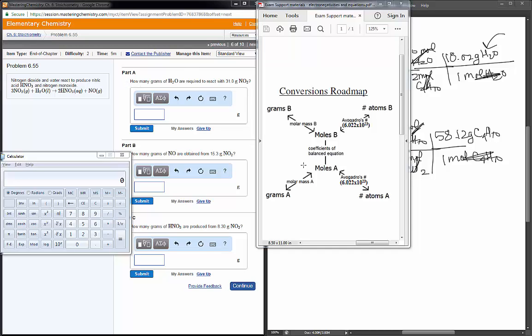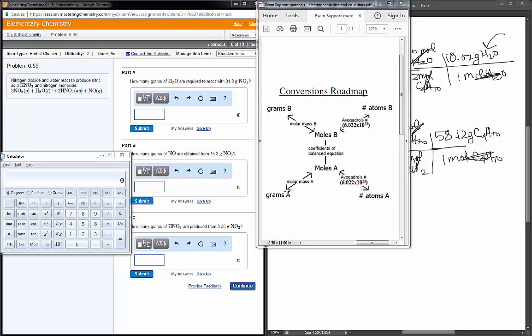So here in part A, let's use this with our question here. Problem 6.55, part A. How many grams of H2O are required to react with 31 grams of NO2? So we want to know grams of something, in this case water, and they're giving us grams of something else, in this case NO2. So something and something else is A and B. And it doesn't matter which one I say is A, which one I say is B, but they're giving me grams of one thing. I'll call NO2 A. They're giving me grams of A. And they're asking for grams of something else. So something else has to be B. So they want grams of B.